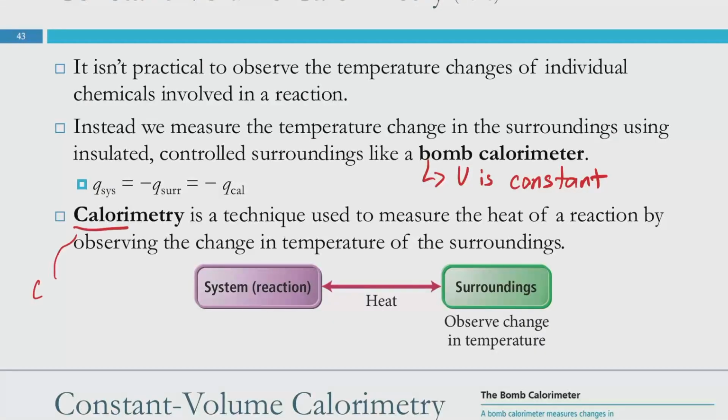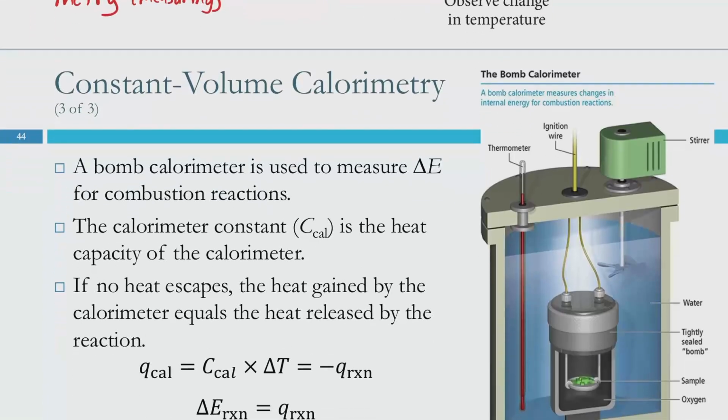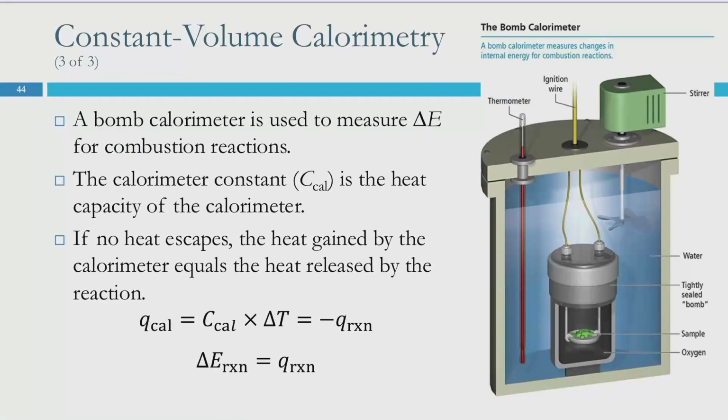Calorimetry just means heat measuring. So calorimetry is describing this general idea, this general technique of measuring heat of a reaction by measuring a change in temperature of the surroundings. So constant volume calorimetry is one of the types of calorimetry that we're going to talk about.